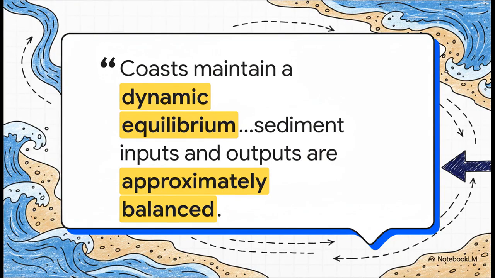And this brings us to this really crucial idea: dynamic equilibrium. See, a healthy coastline isn't static. It's not unchanging at all. It's in constant flux. But in a balanced system, the amount of new material being added from the sources roughly equals what's being deposited in the sinks over time. The system is always moving, but it's in balance.